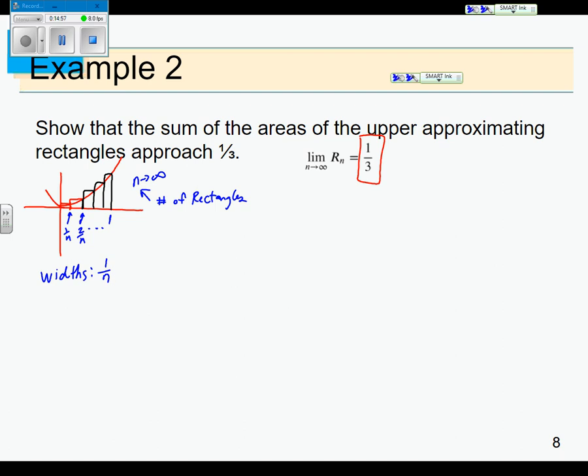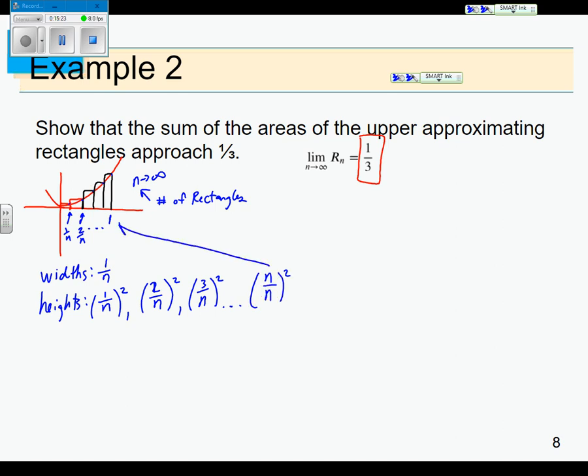And then my heights of all my rectangles, well, that's just where the right point on top meets the line. So it'd be 1 over n squared, and 2 over n squared. This is where all of them will land, 3 over n squared, all the way until I get to n over n squared. Remember, n over n, well, that's just 1. So it turned out well for me.